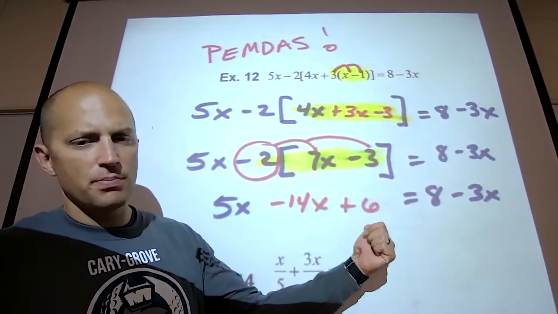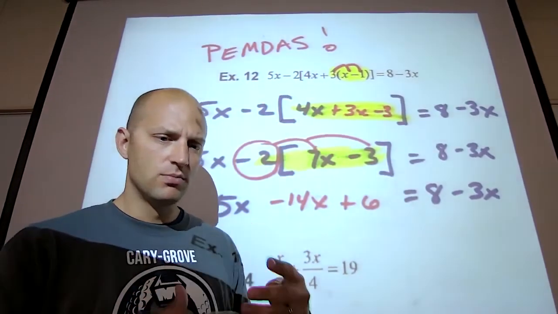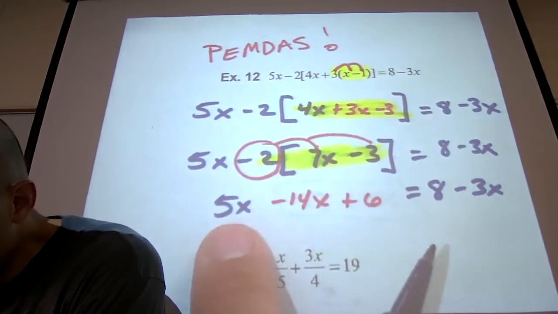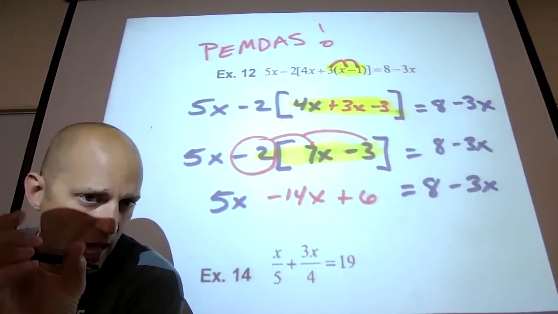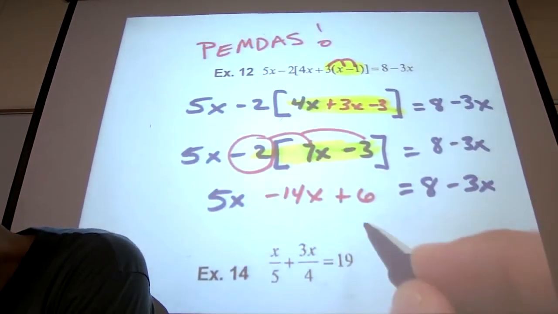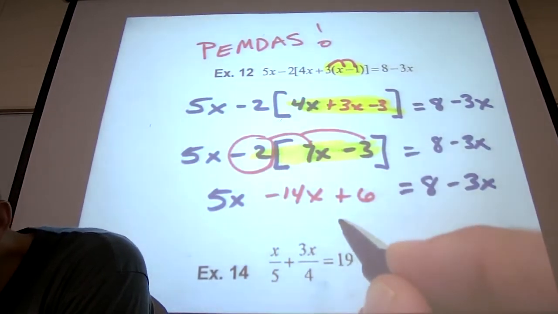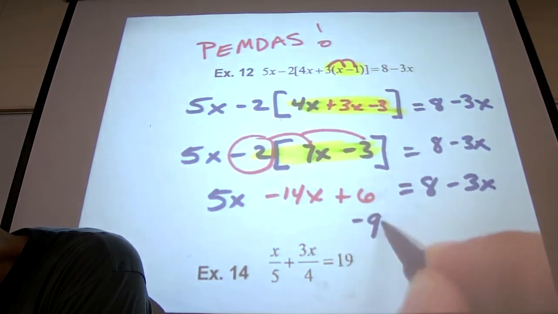All right, so we distributed, we get plus 6. Okay. Well, now we want to combine like terms. Let's clean up this side a little bit. Okay, so adding, subtracting these guys, 5x minus 14x, when they're on the same side, we combine them. 5x minus 14x is how much? Negative 9x.